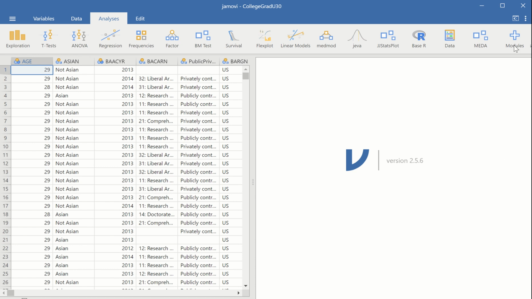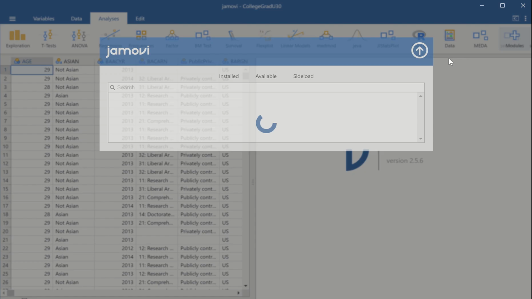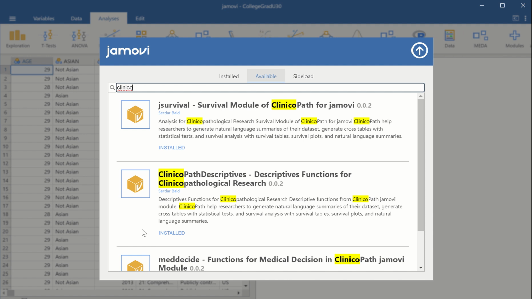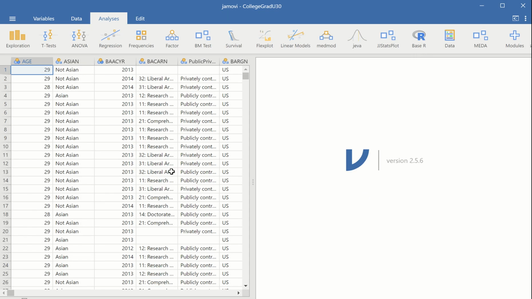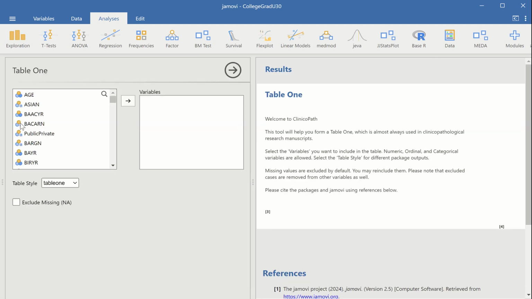So the first thing that we did in class the first time is we went to the Jamovi library and we typed in Clinico, and we clicked on install the Clinico path descriptives because that gives us a few more descriptive things that we would like to do. So the first thing we're going to do is go over to explorations here and go down to table 1. And we don't want the table 1 format. We're going to do the GT summary here, so it gives me a few things that I'd like.